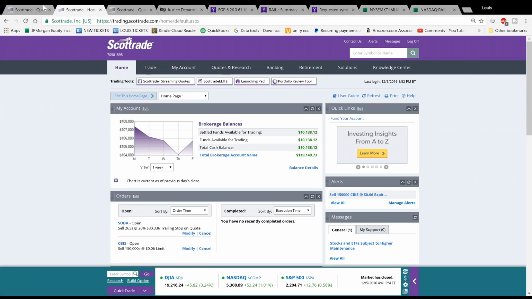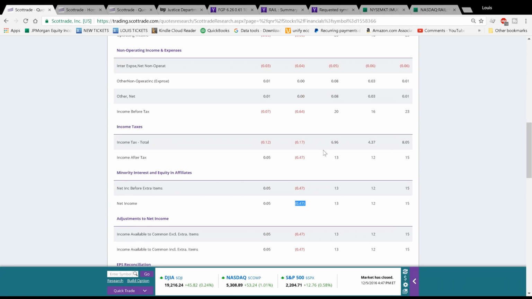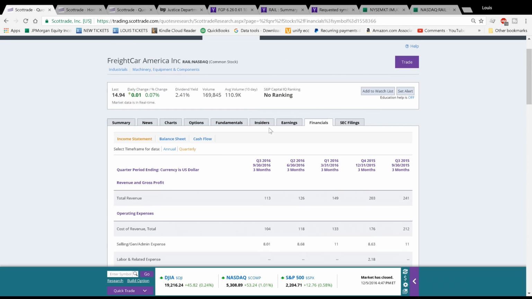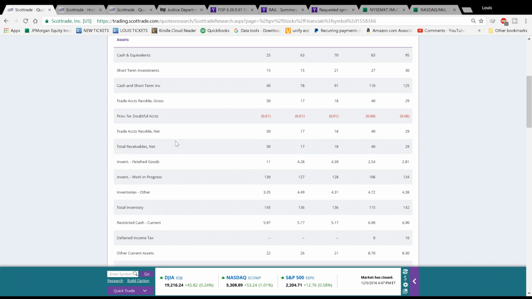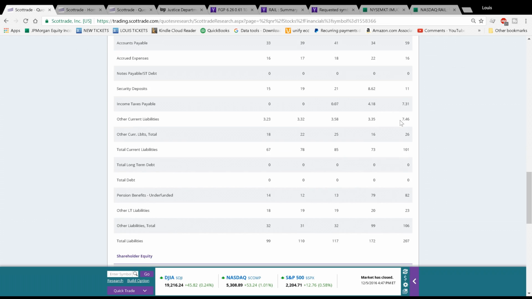If you look at the history of the company, again, they have a history of making money. The money that they're making is more than enough to cover their liabilities. The assets that they have are more than enough to cover their liabilities. Let's take a look here. The total assets that they have at any given time is between 350 to 428 million.